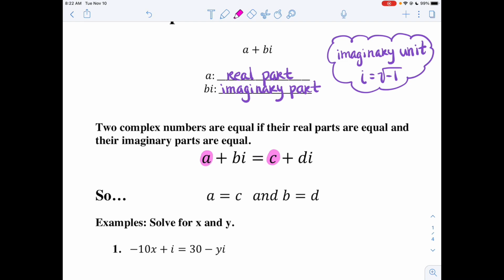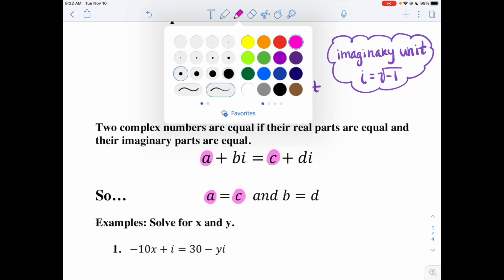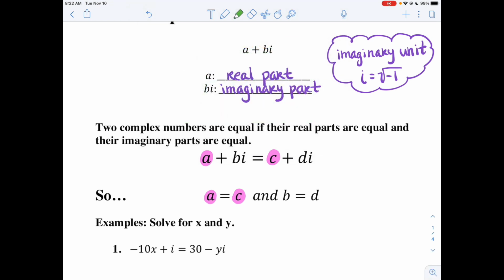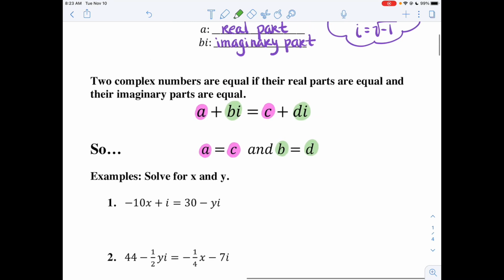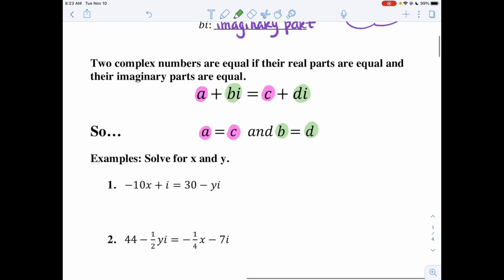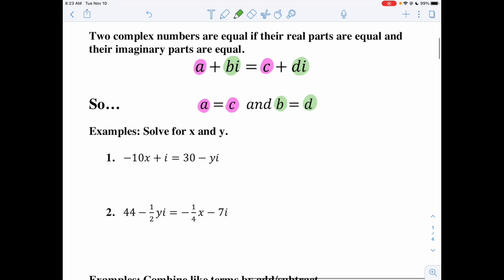So if a and c are equal, then we can create a new equation that just says that a is equal to c. And if bi and di have to be equal, the imaginary parts have to be equal, then we can create a new equation that just says that b is equal to d. So basically what this allows us to do is take one equation that's made up of complex numbers and split it into two separate equations, one with the real part and one with the imaginary part. So let's take a look at what that's going to do for us.